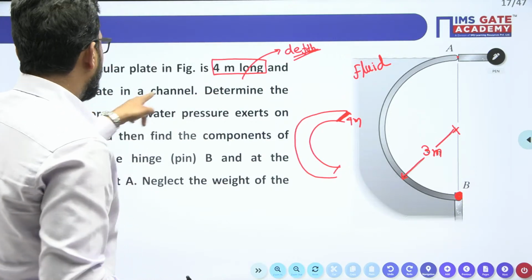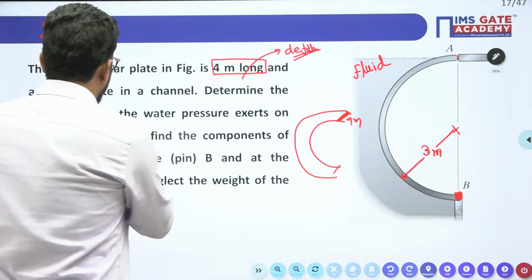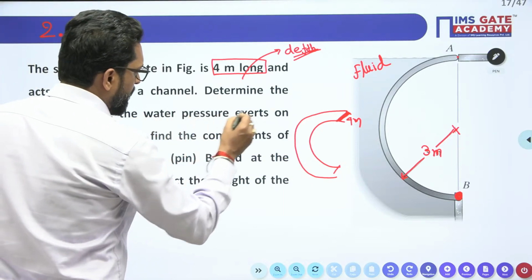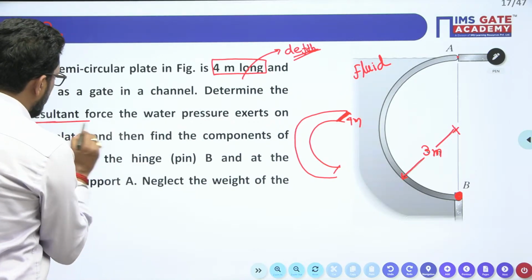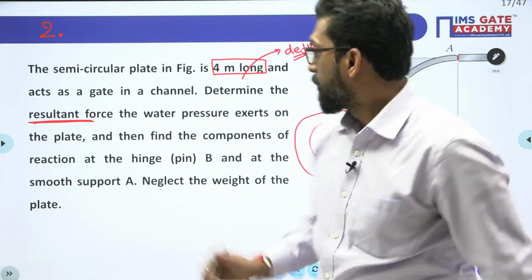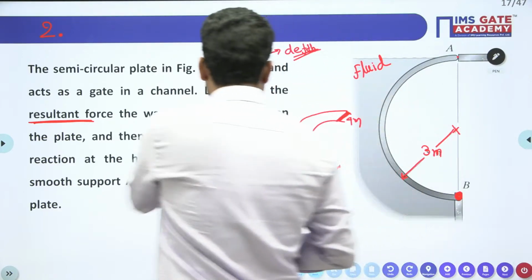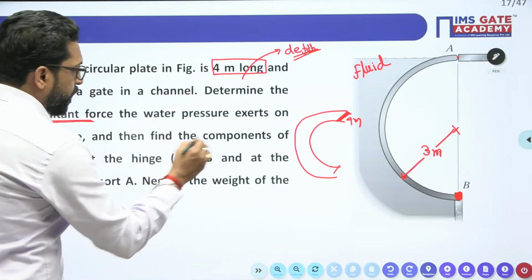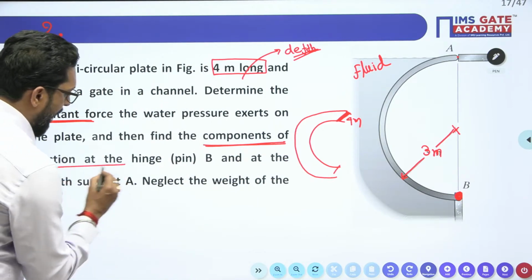As a gate in a channel, there is a channel. Determine the resultant force that water pressure exerts on the plate. Resultant force, that is, we have to find the net force due to water which is held by the semicircular gate. And also find the components of the reaction at the hinge.